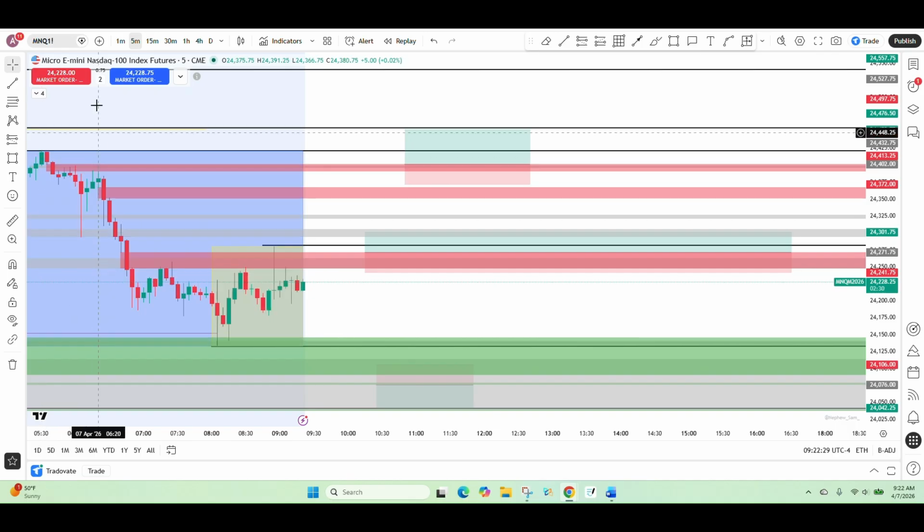entries so that we can look at it. And again, I'm doing 2 contracts today. And yeah, I'm on the MNQ. I do my entries on the 5-minute time frame. And I'll be back.